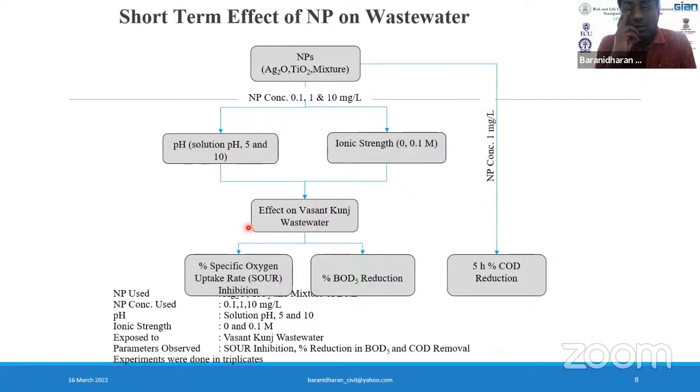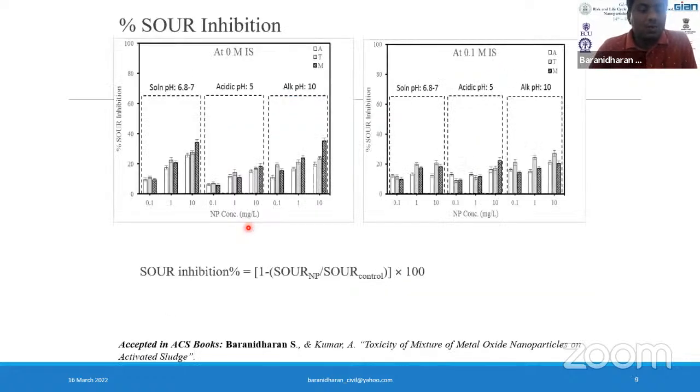A few parameters were measured for a shorter duration of time: the oxygen uptake by the microorganisms, the BOD5 reduction, as well as the COD reduction. What happens when this has been spiked, and what happens to these microorganisms? So, the percentage of specific oxygen uptake reduction with respect to different pH conditions, 7, 5 and 10, was looked into.